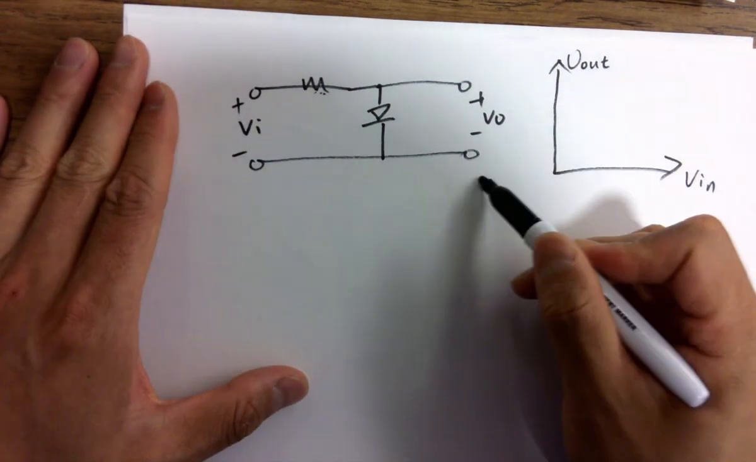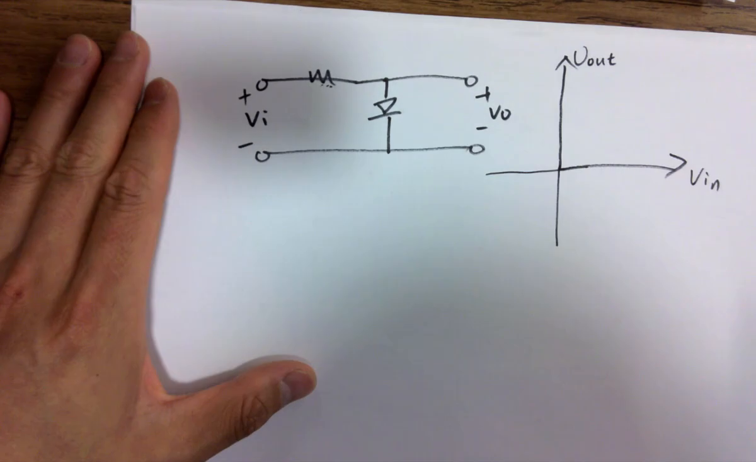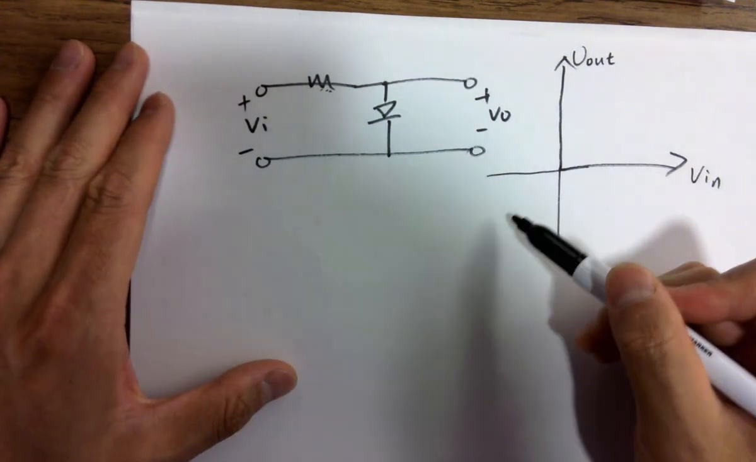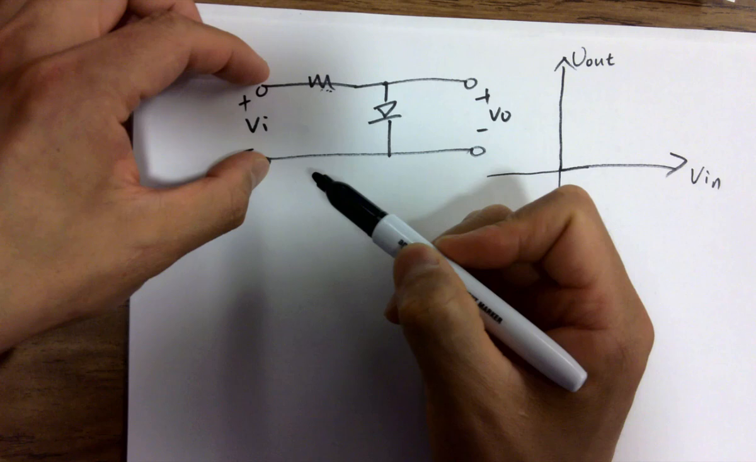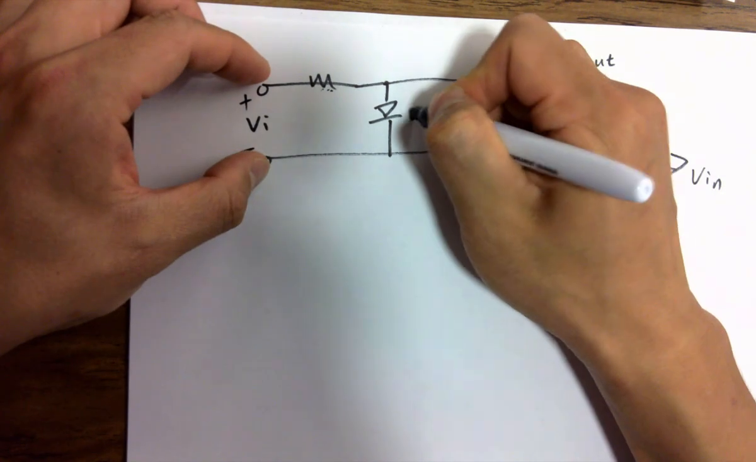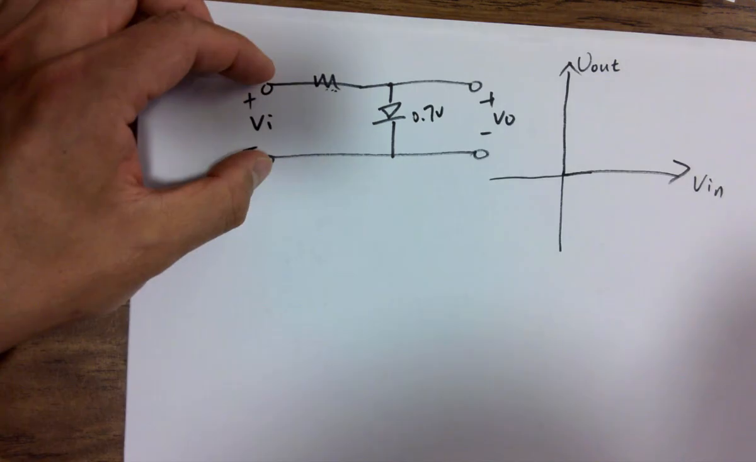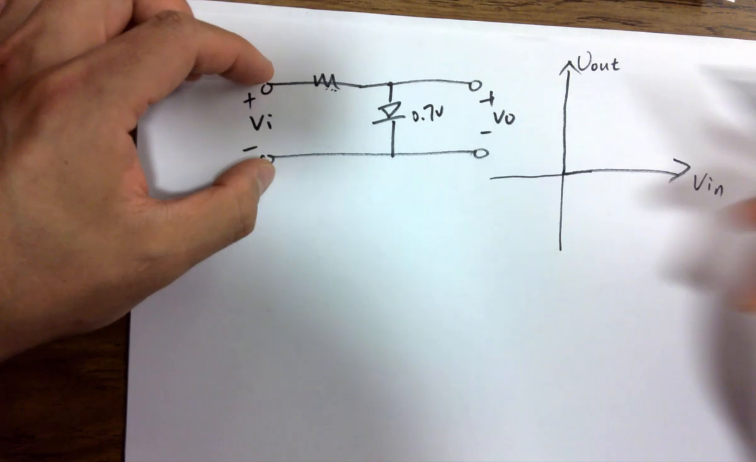I'll give you more space over here. If I start increasing V in, and assuming the built-in potential is 0.7 volts, okay, 0.7 volts. So eventually, let's think about that.